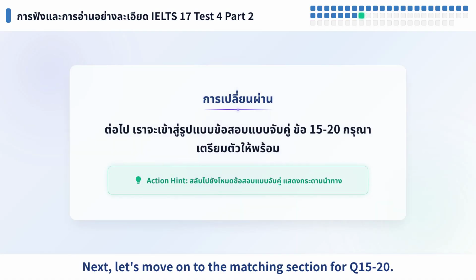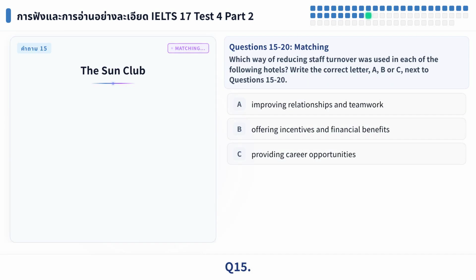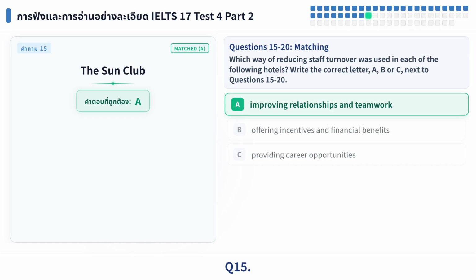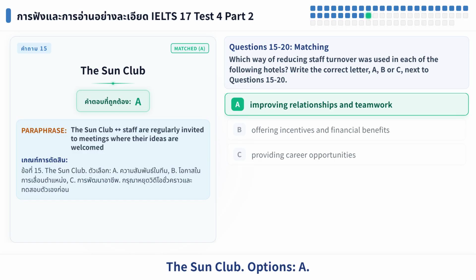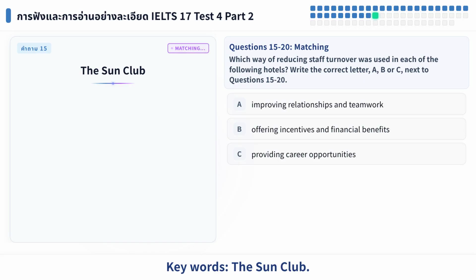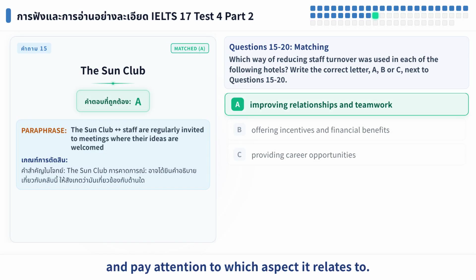Next, let's move on to the matching section for Q15-20. Q15, the Sun Club. Options: A, team relationships, B, promotion opportunities, C, career development. Please pause the video and try it yourself first. Keywords: the Sun Club. Expect to hear a description of this club and pay attention to which aspect it relates to.